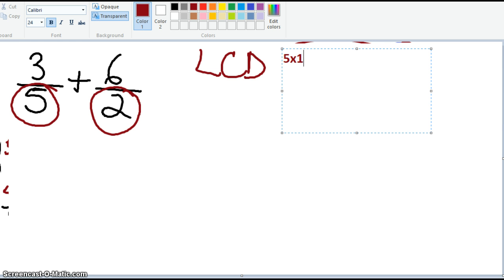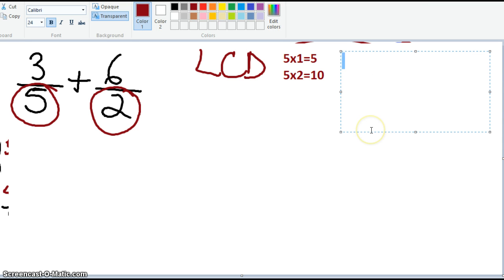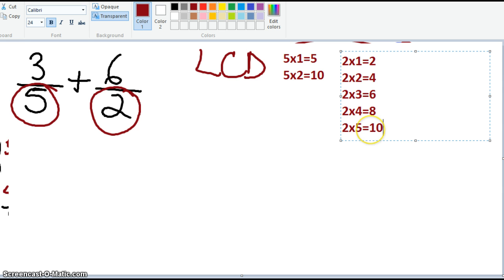So I'm going to sit here and write 5 times 1 is 5, 5 times 2 is 10. And here's a little trick. I have the number 5 and I have the number 2 here, which gives me 10. If you think about this, I don't have to go any further. The reason is that if I were to write my 2 times table, 2 times 1 is 2, 2 times 2 is 4, 2 times 3 is 6, 2 times 4 is 8, and 2 times 5 is 10.